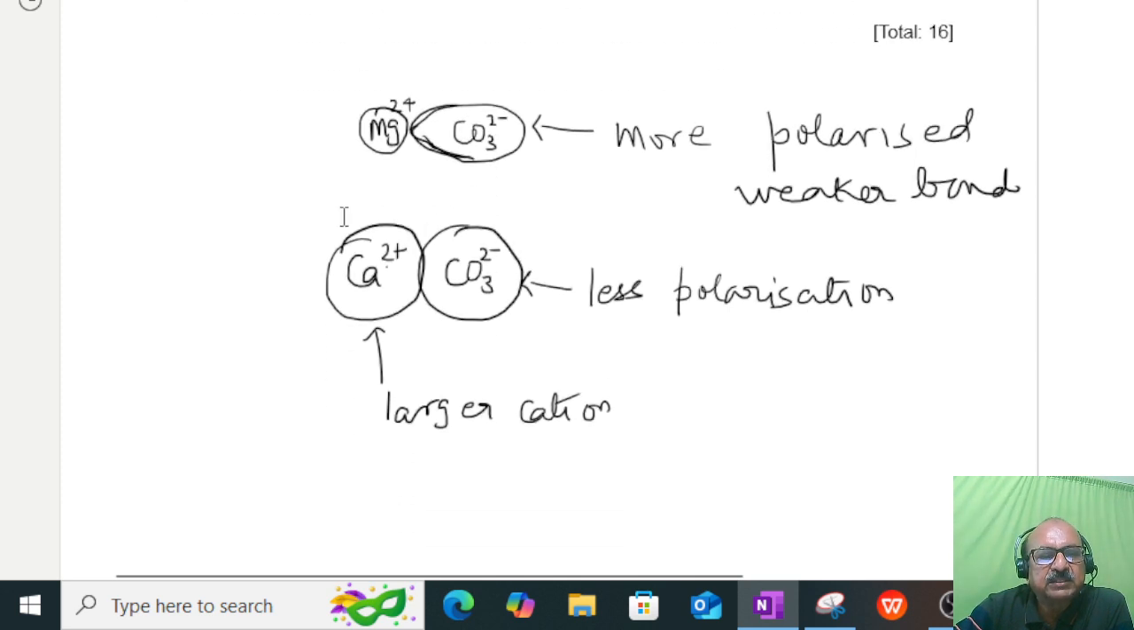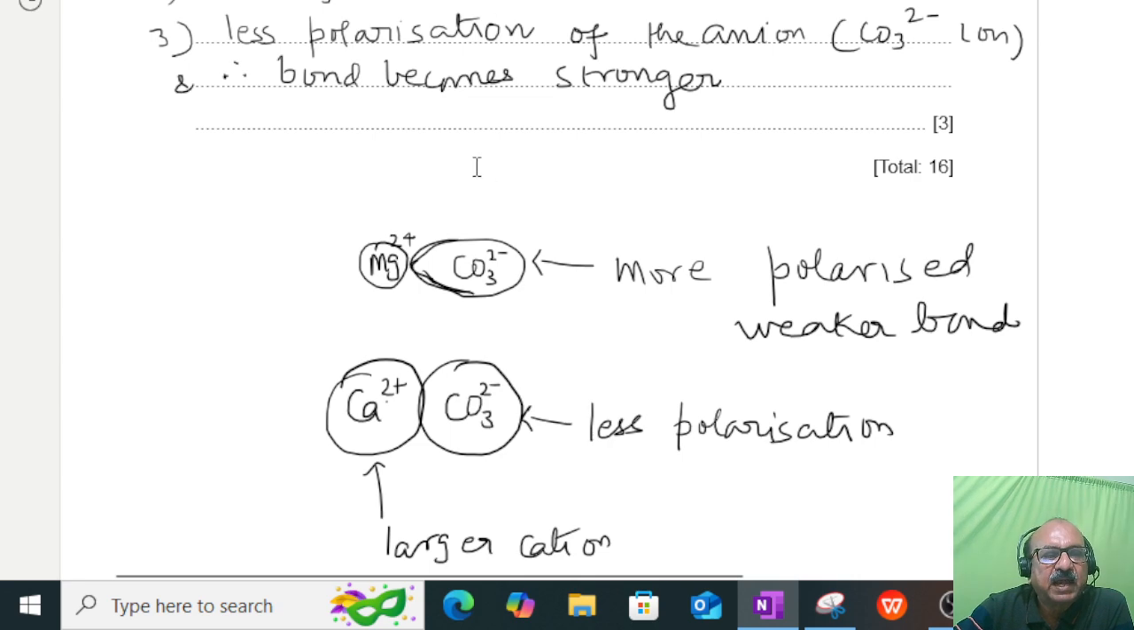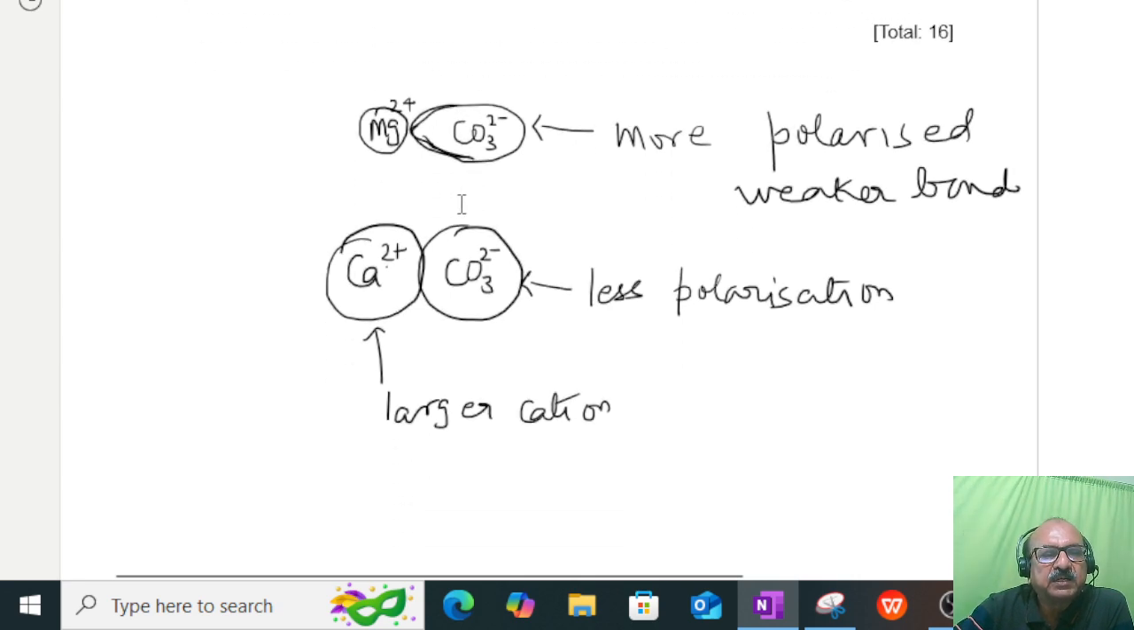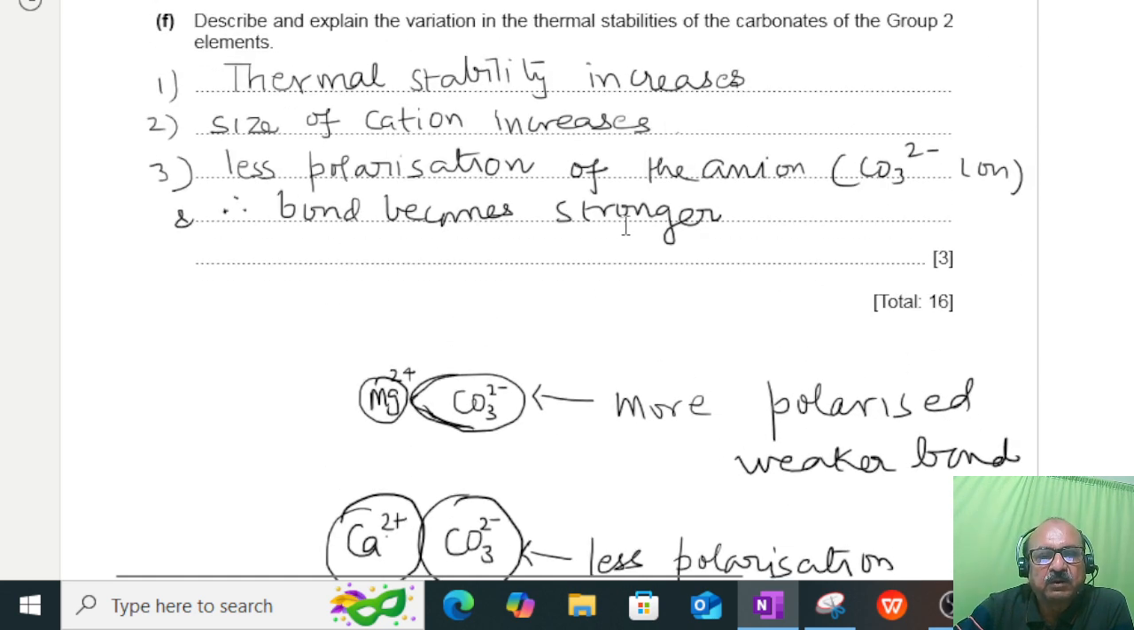But because the calcium ion is larger than the magnesium ion, its polarizing power is less, because its charge density is less, so it does not polarize the carbonate ion, or polarizes it less, which makes the bond stronger, and therefore the thermal stability increases down the group, and that's the answer. Hope you understood this, and that also brings us to the end of question 2.